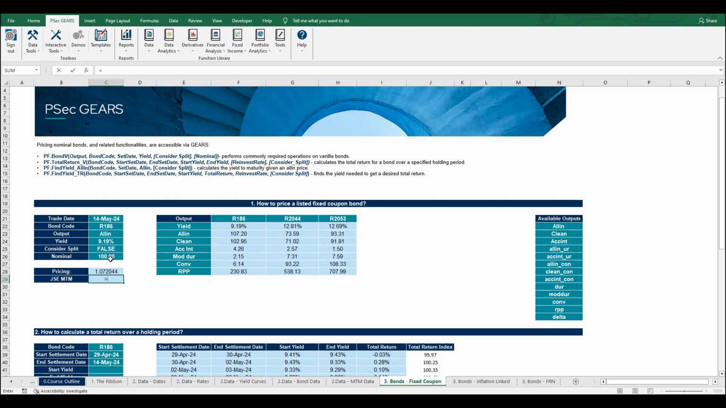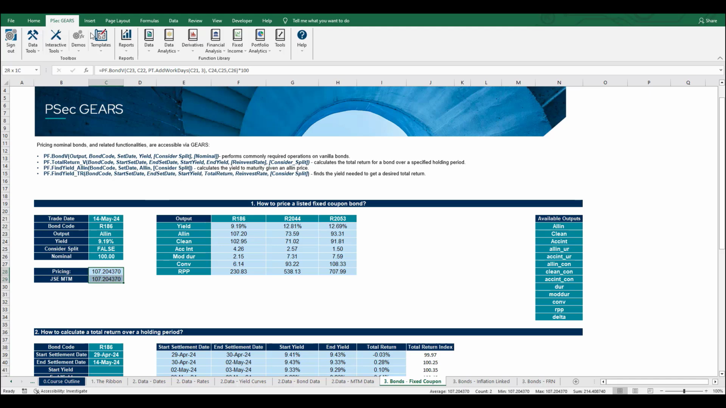And let's get the JSE market-to-market all-in just to verify that our outputs are correct. We're going to get the bond code, the output, and the trade date. And of course, remember, for the JSE market-to-market, the base nominal is 100. The default here is per 1 rand nominal, so we can multiply this by 100. And you can see that the rounded all-in prices are identical to 5 decimal places.